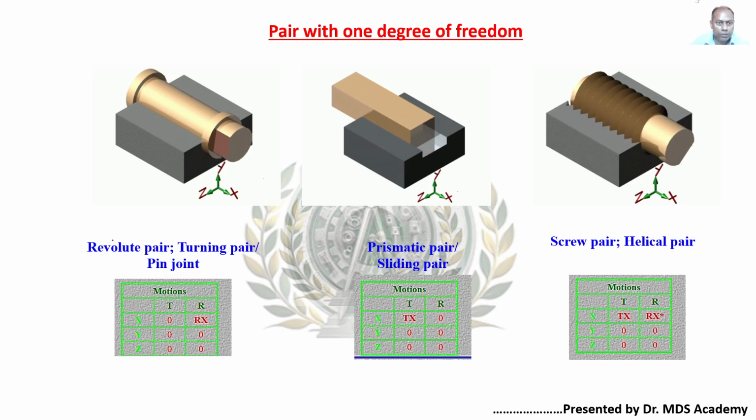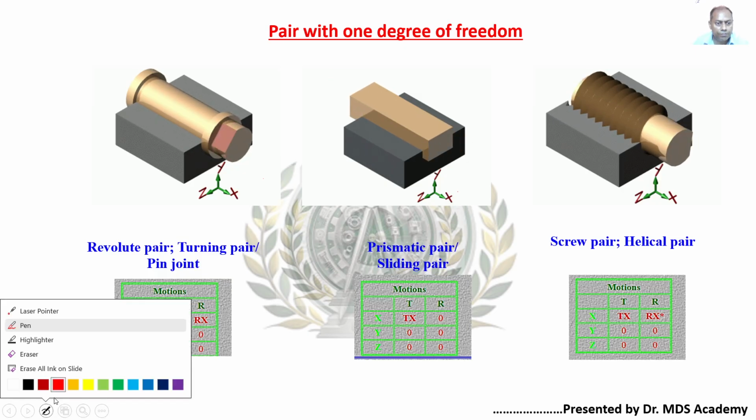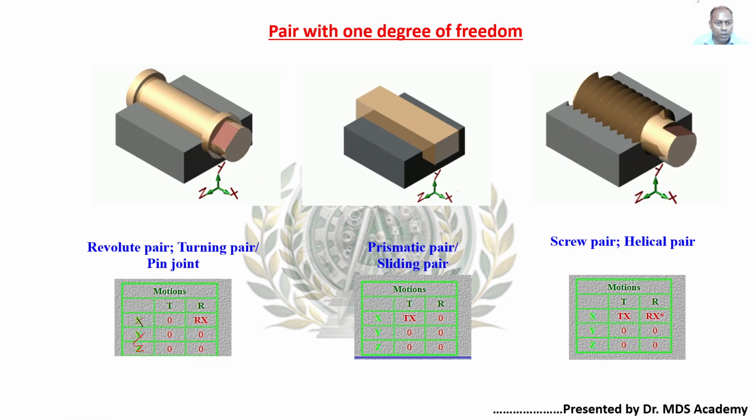See in the first GIF image, we are having three axes: X axis, Y axis and Z axis. Here, this case belongs to the revolute pair, the turning pair. T indicates translation motion and R indicates rotation motion. See in this first image, revolute pair.